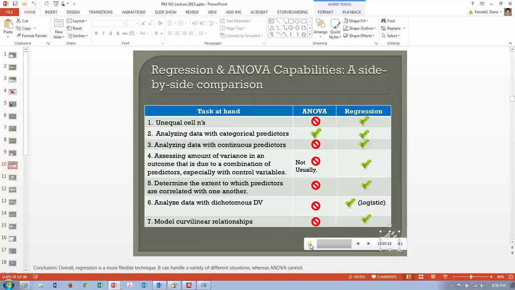And so, in conclusion, the takeaway is that regression is a much more flexible technique, and you can do a lot more with it to answer the questions that you need to answer in your research.